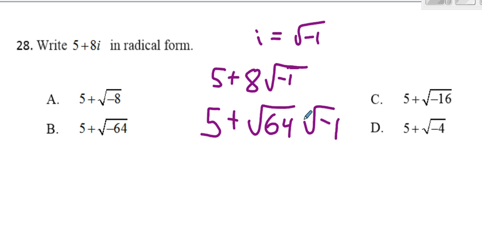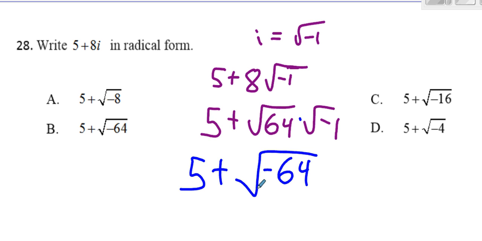And then if you combine our two square roots here, since it's multiplying, you multiply them, you just get -64. Which is B. The other way you could have done it is just looked at all these multiple choice options and see which one, if you simplified it, would get you the original 5 plus 8i. A little bit longer that way, but you see the square root of 64 is 8. That's where it came from.